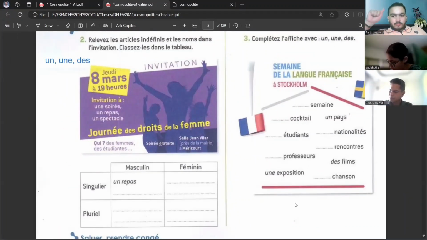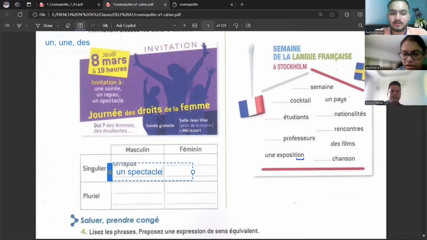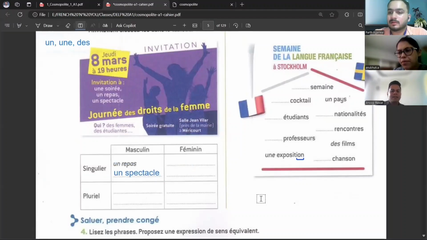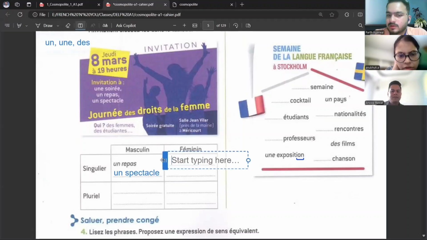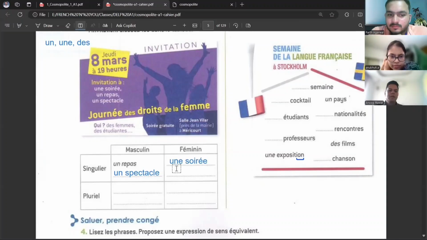So in question 3, you have to put the correct article in front of the word. So Anubhuti, what is another word that you found for masculine singular? Spectacle. Spectacle means it's a show. Feminine singular, une soirée. Soirée is evening. And any other word?